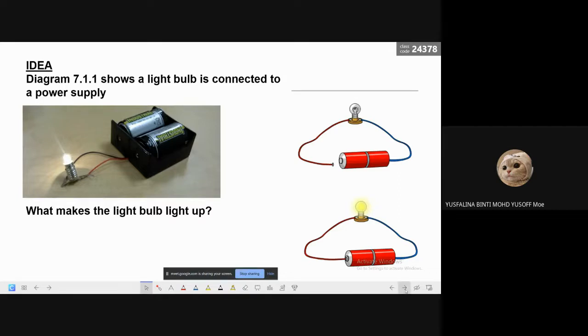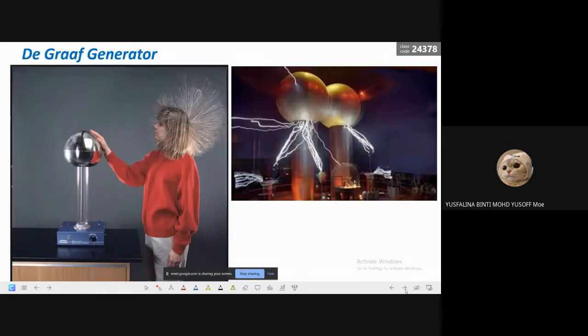All right, so this is the Van de Graaff generator. I think you already learned this during Science Form 2. There will be positive charged particles and negative charged particles, and this is caused by friction. If you come near the Van de Graaff generator, your hair will stand straight up like that.